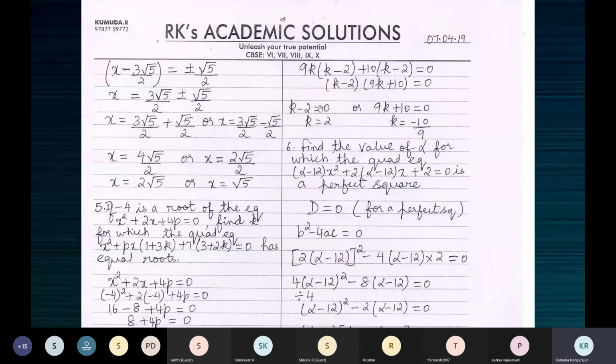So see here, split the middle term, and we get k is equal to 2 or k is equal to minus 10 by 9. That's what we had to do. We had to find k. So k can be 2 or k can be minus 10 by 9.